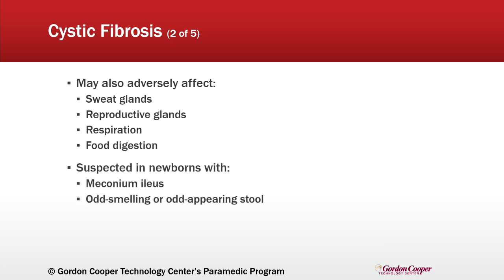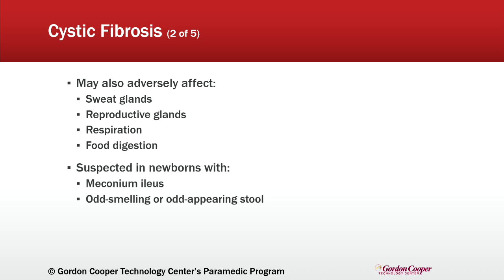The sweat glands of a cystic fibrosis patient may also be affected, as well as the reproductive glands. Other body systems can also suffer adverse effects. Increased mucus production can impair respiration, and that's oftentimes a big sign that we see with cystic fibrosis. And of course, the fibrosis in the digestive tract can impact and disrupt food digestion. In severe cases, increased mucus can cause life-threatening emergencies and lung infections.